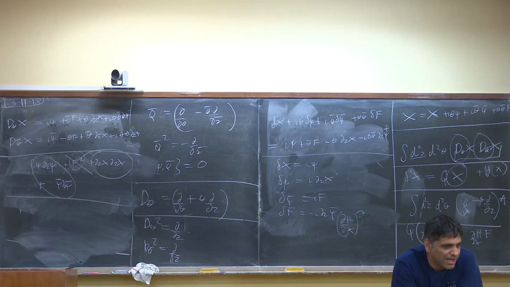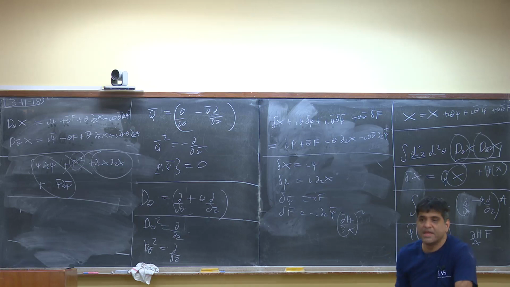Okay, the history goes as follows. In the 60s, people started asking the following question: could it be that there is a symmetry in the Lagrangian that does not commute with Lorentz generators? Consider a field theory in flat space.